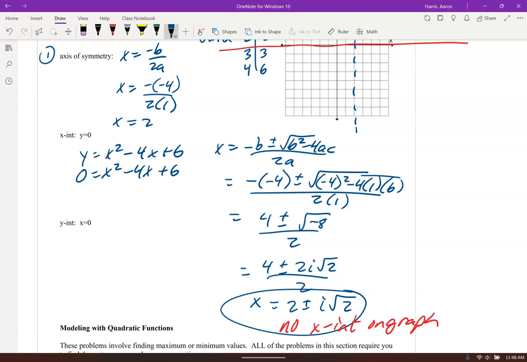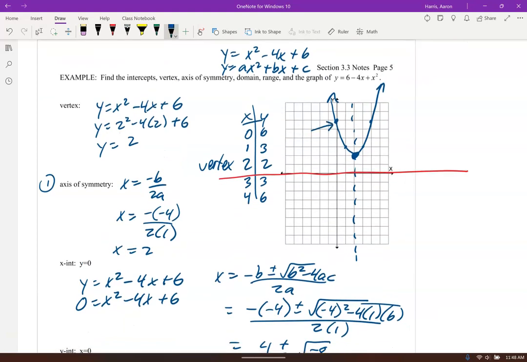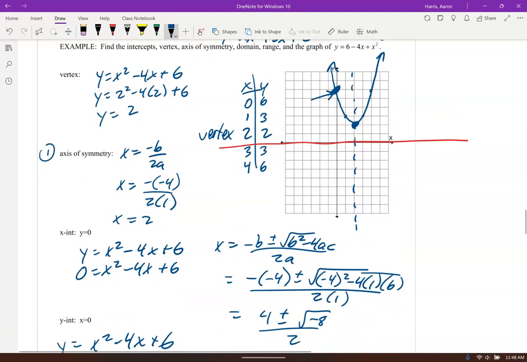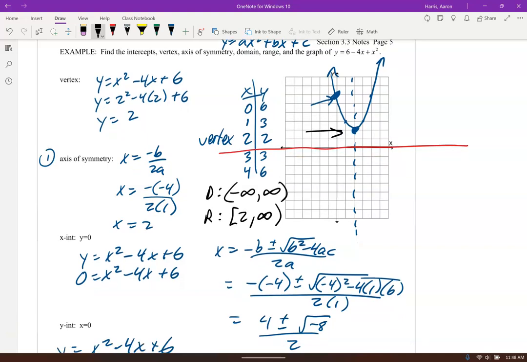So let's keep going and find our y-intercept, which you probably already saw in the graph there. If I let x be 0, I end up getting 6. So 0, 6. And we had that up here on the graph. There's our y-intercept right there. The domain here is all real numbers. The range, here's our lowest y value. It looks like it's a y value of 2, and then it goes up.